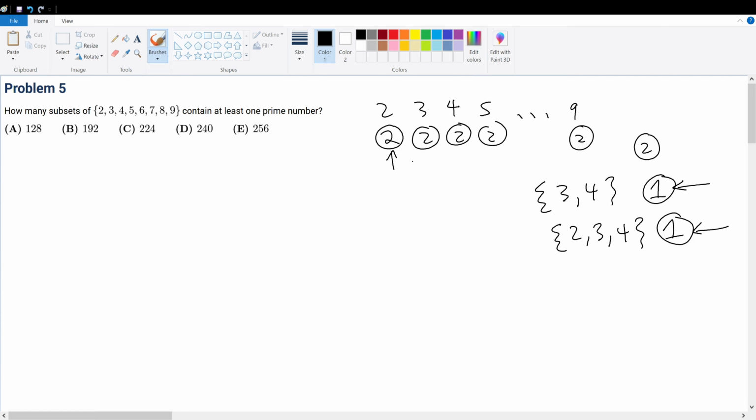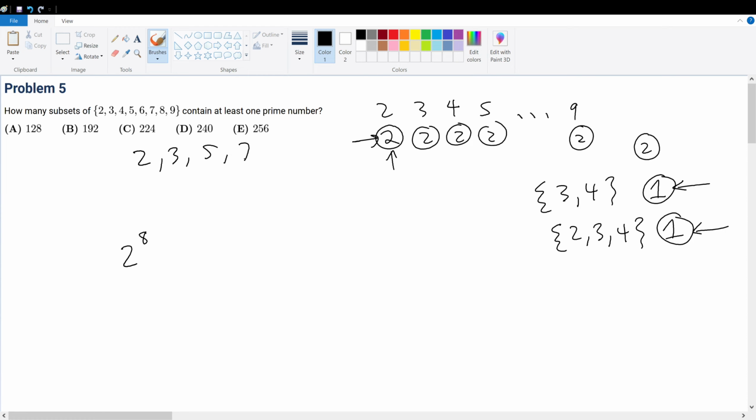Now that we have this out of the way, how many subsets do we have? Well, if every number has two ways of existing within any given subset, we have 2 to the 8 possible sets, because 2 to the 8 represents the number of possibilities for each number to exist within any given set. Now, how do I find the number of subsets that contain at least one prime number? Well, how many prime numbers are there? There's 2, 3, 5, and 7.